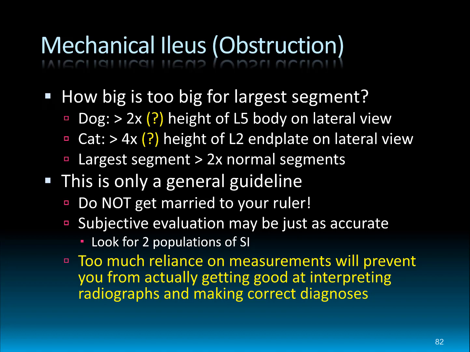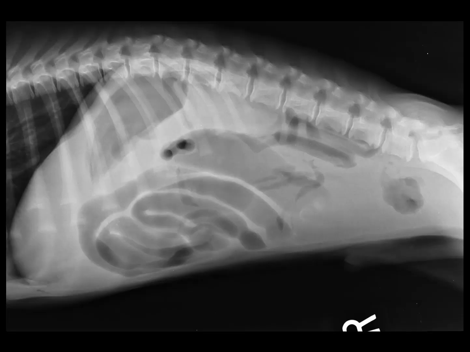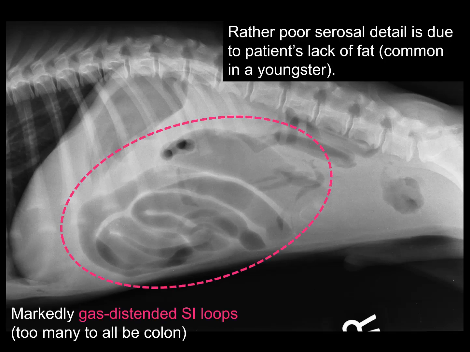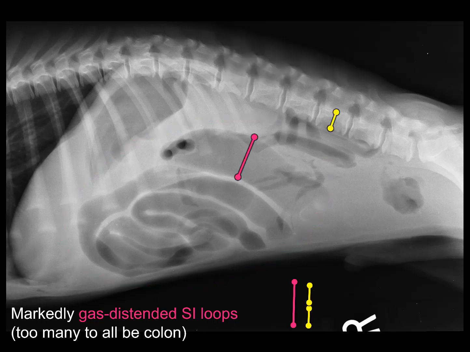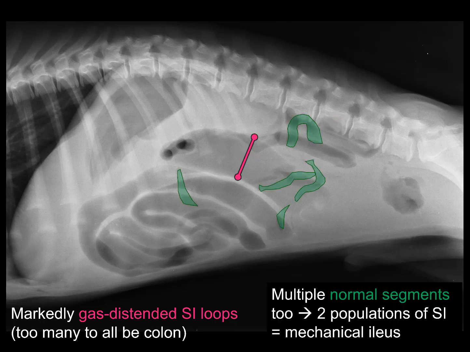So here we have a vomiting puppy, and when I first look at the radiographs, I see that there are a lot of intestinal segments that are very dilated. And in reality, there's just too many to be colon. So remember, my first thought is, could all of this be colon? And here there are just way too many to all be colon, and some of them are pretty ventral to be colon as well. And so when I measure the largest of these relative to the height of the mid-body of L5, which is what I'm supposed to do according to the literature, I see that the largest of these is more than 2 times that height. So that's going to be highly concerning for an obstruction.